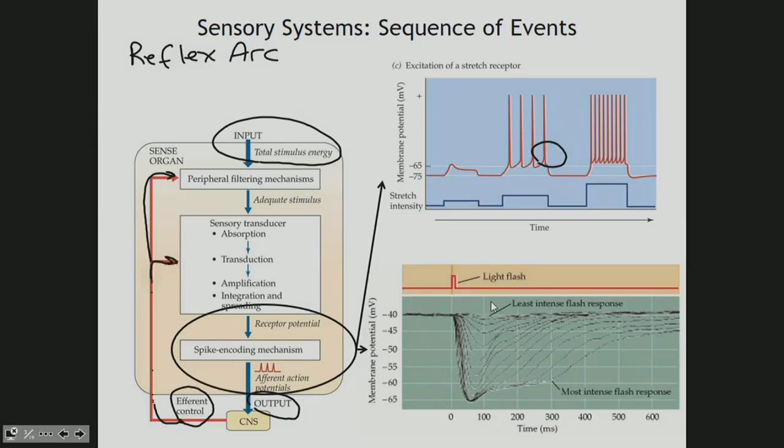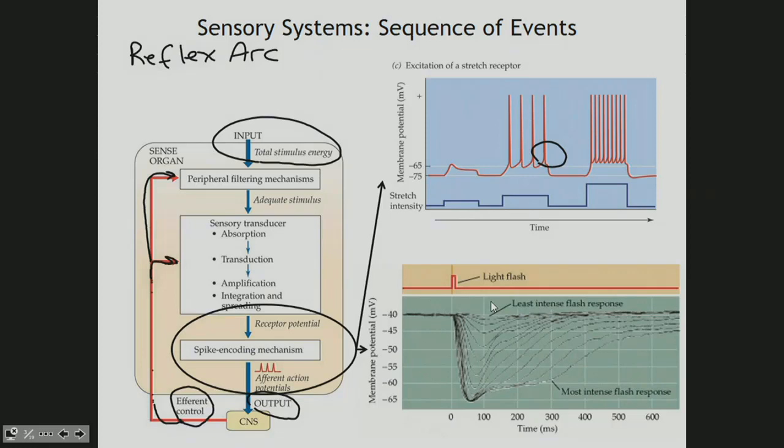Or what you can do is have a depolarizing signal. In this case, this is showing you a light flash, and this is membrane potential as a function of time from low to high intensity light flashes. What you're seeing is these drops in membrane potential are getting more and more magnified when it's a bigger and bigger light flash. So it could be the magnitude of the depolarization that gives you a signal, and then you end up with an action potential.